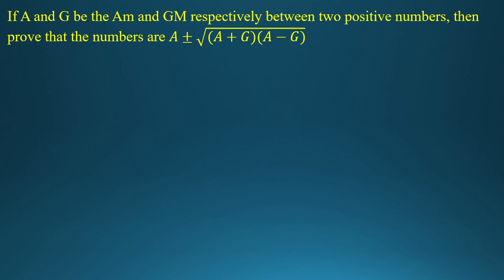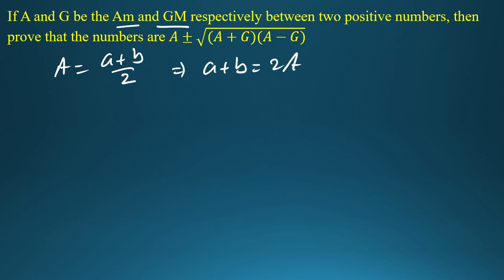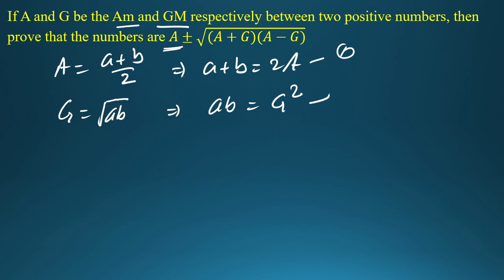Now, next is, if A and G be the arithmetic mean and geometric mean respectively between two numbers a and b, more or less it is the same question. So I will do it half. See, A is the arithmetic mean, means (a + b)/2. It means a + b will be equal to 2A. And G is the geometric mean, means √ab. So it means ab is equal to G². Then show that the numbers are... Okay, so we have to find the values of a and b. So you see, we have two equations, 1 and 2. So simply just find the values of a and b.